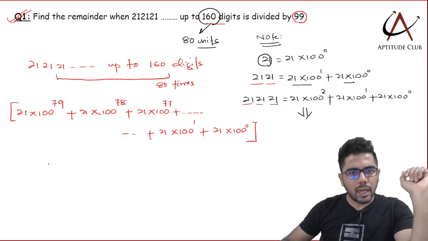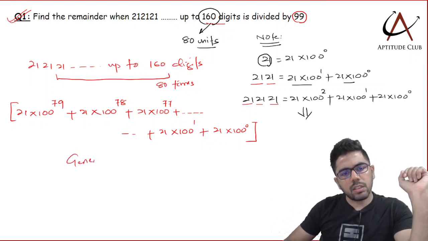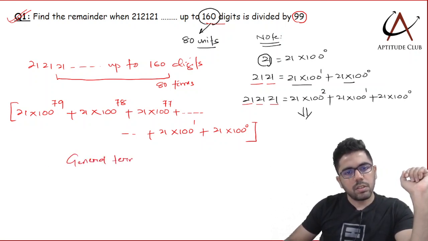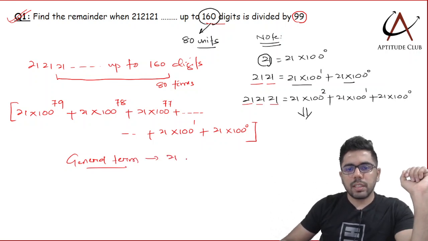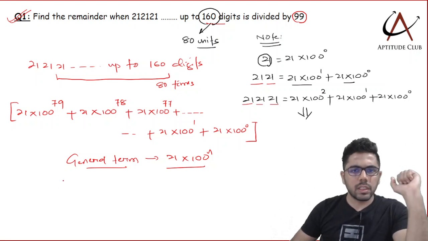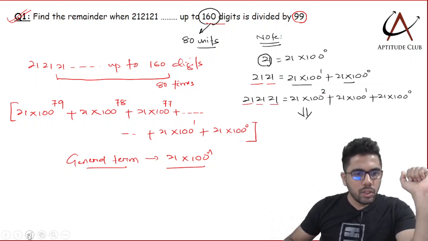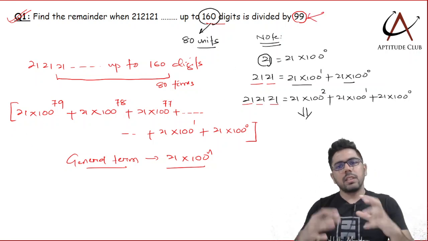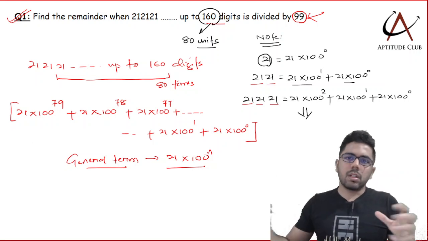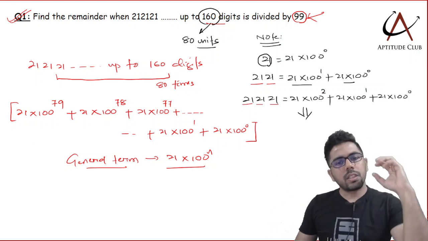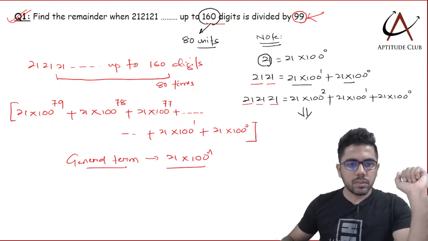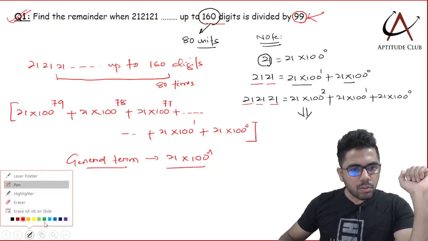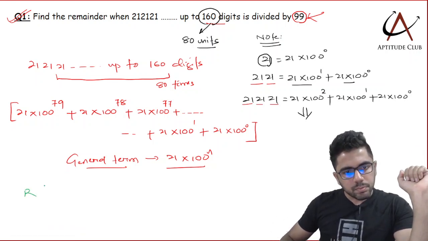Pretty simple process, and I can say each general term in the expansion looks like this: 21 into 100 to the power something. This is the general term. Now when this total expansion is divided by 99, this is essentially a sum of all the terms, and we know that the remainder of a sum is equal to the sum of remainders. You pick any general term.